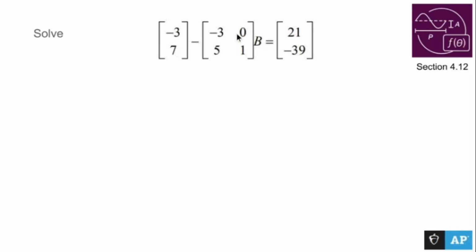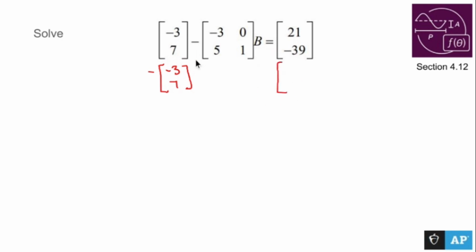Solve a matrix minus a matrix times some matrix B equals a matrix. The way I'm going to start this problem out is the way I would start out any two-step equation: subtract the thing that's floating around. So I'm going to subtract this matrix that's floating around. I'm going to subtract [-3, 7] from both sides.